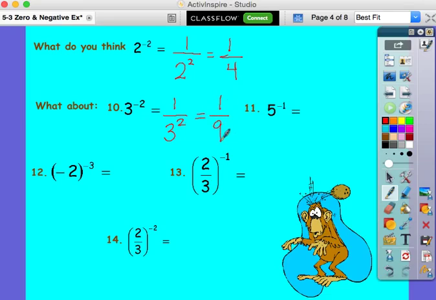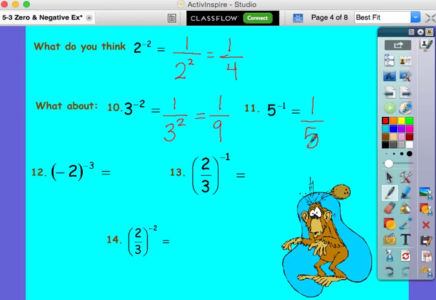Very good. How about number 11? Raise your hand. Oh, do you have a question about that one? Okay. Number 11, 5 to the negative 1 power. Ethan? 1/5, because it'd be 1/5 to the first power, which is just 1/5.